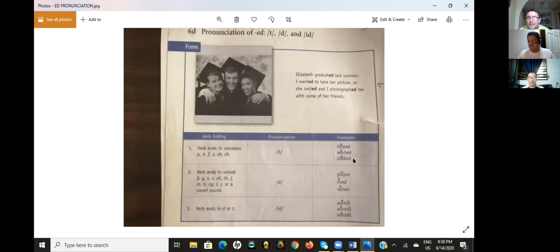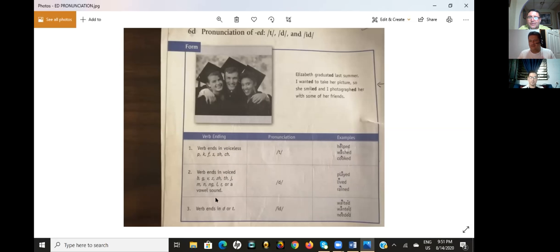The letter K. So when you pronounce cook, it doesn't have vibration. So when you see the word voiceless, it represents that the sound doesn't have vibration. Number two is the opposite. When you say voiced, it means that the termination of the verb has vibration.